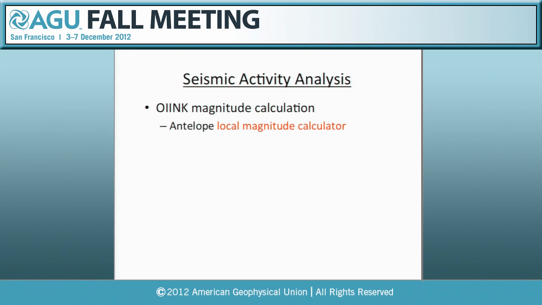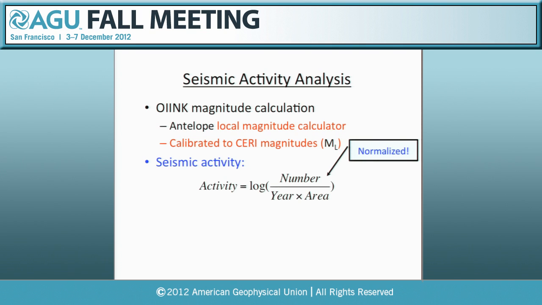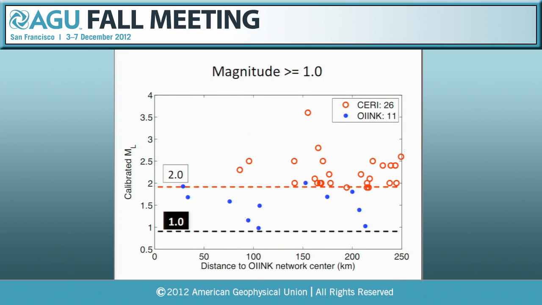We computed the magnitudes of the earthquakes using the Antelope local magnitude calculator, and then calibrated them to the series local magnitudes. The number of earthquakes with certain magnitude was normalized by time and area, and we also took the logarithmic value to show the seismic activities. And for the OIINK data, we excluded the blast time period, which is from 16 to 23. And this is the data we use.